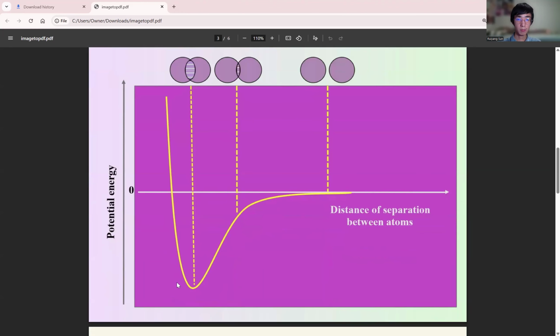On this graph, the bottom of the curve shows the point where two atoms are happiest being together. If they are too far apart, they won't interact with each other. However, if they are too close, they repel each other. But at just the right distance, a bond is formed. So, in simple terms, atoms bond because it makes them more stable and lowers their energy.